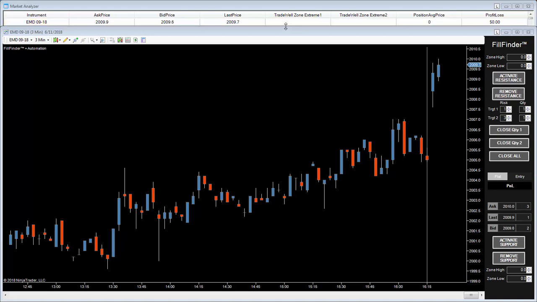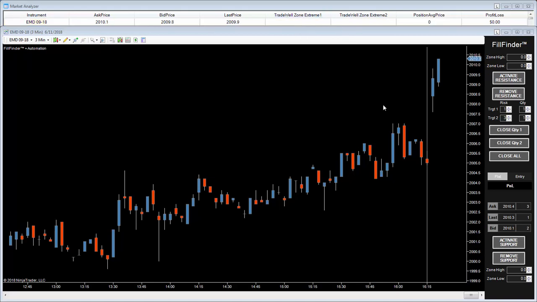As you can see at the moment, in TradeWell today we're looking at the US indices, S&P Midcap 400, symbol EMD, looking at the September 2018 futures contract. TradeWell at the moment is not featuring a support zone or a sell zone, but with the market moving upward, we're anticipating a support zone. So this video will feature the zone coming into play, and then we'll enter that into FillFinder and let FillFinder do its work.